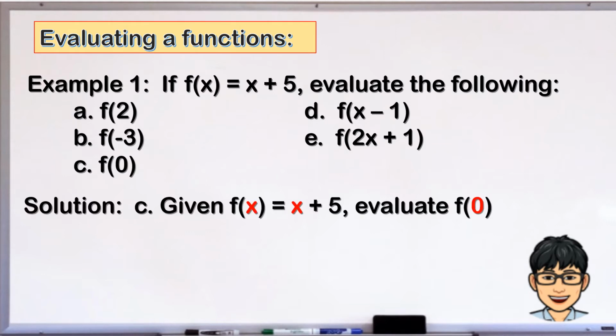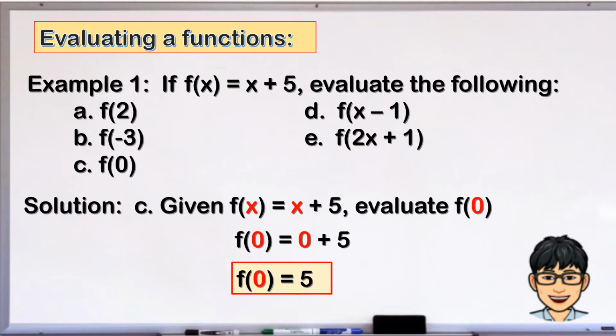For letter C, let us evaluate f of 0. Again, using the same procedure, palitan natin ang x ng 0. So we have f of 0 equals 0 plus 5. And 0 plus 5 is equal to 5. Therefore, f of 0 is equal to 5.